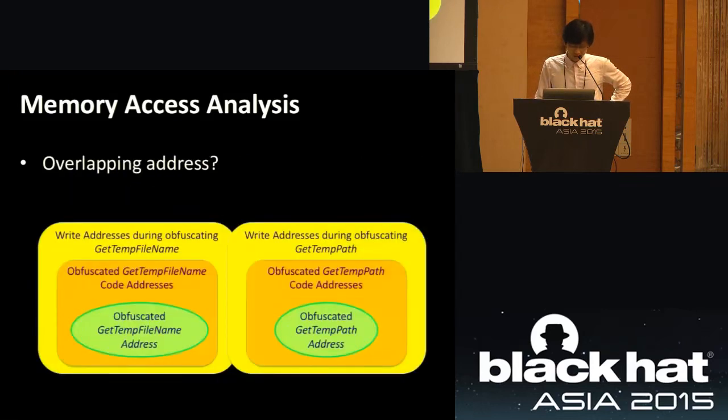And there are some overlapping addresses. Temporary buffers are shared. So write addresses, for example, GetTempFileName and GetTempPath, are obfuscated sequentially, and their addresses overlap. Write addresses overlap a little, but the obfuscated GetTempFileName code addresses and the obfuscated GetTempPath code addresses don't overlap, so it's safe.